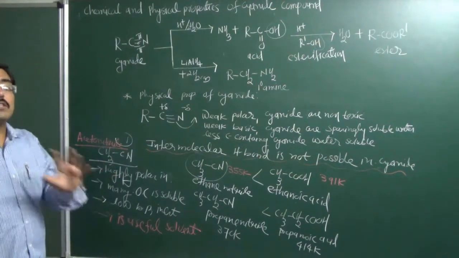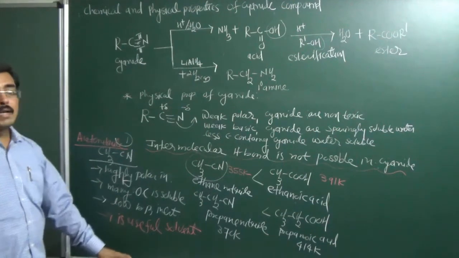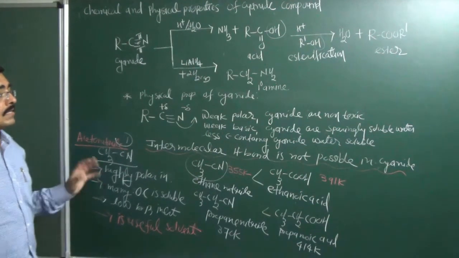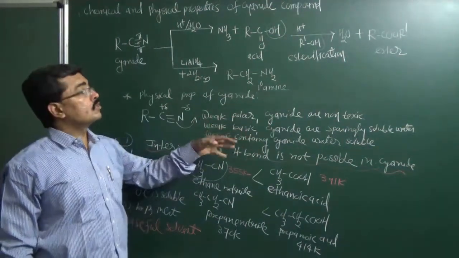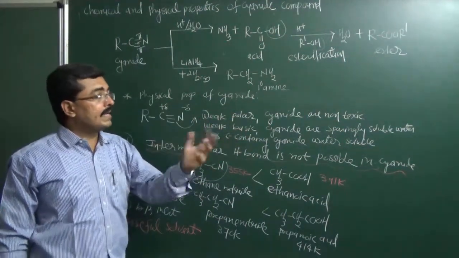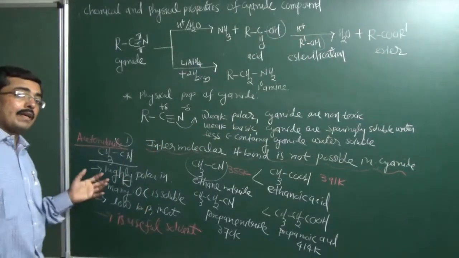Because of all these properties, acetonitrile can be used as a solvent, while cyanide compounds are used to obtain many other functional groups. Either we can obtain acid, ester, amine, or we can obtain ketone with the help of cyanide.